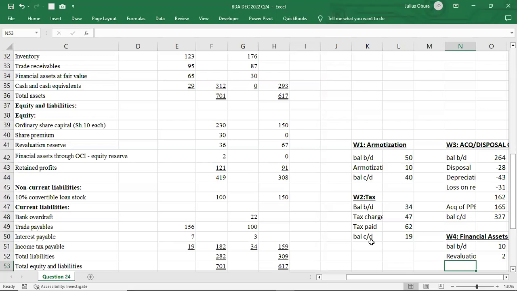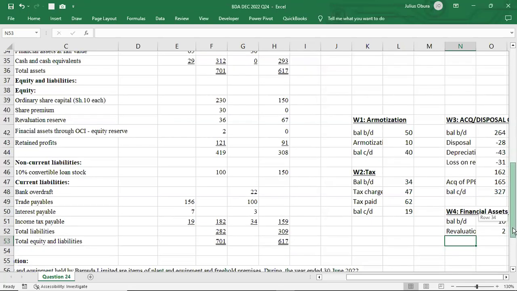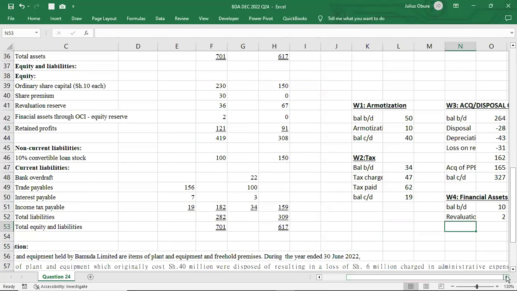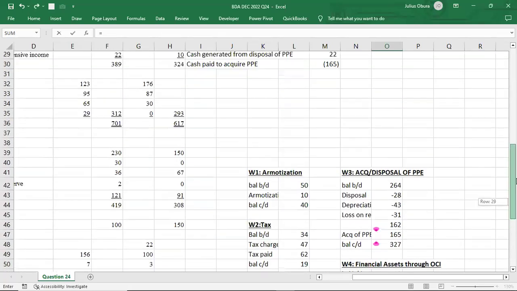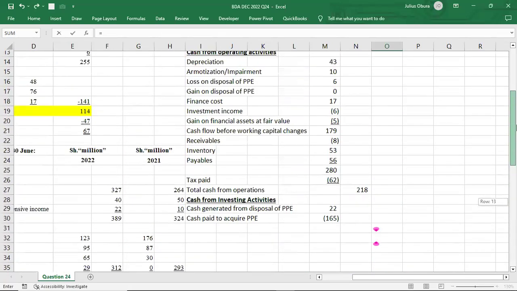Here we don't have any other things like depreciation or any that was disposed that we are told, any that was acquired that we are told. So this one just ends here. So it means that at the end of the period, you're supposed to have financial assets through OCI of 12. But let's check at our balance carried down.